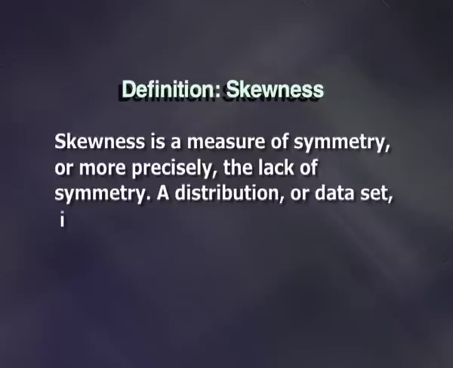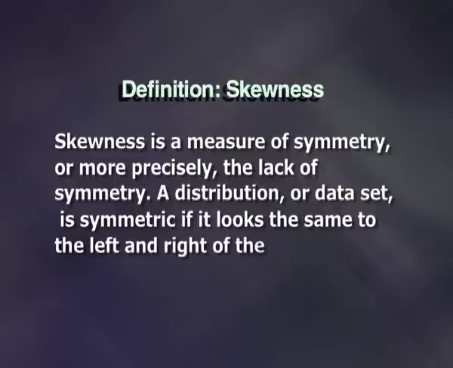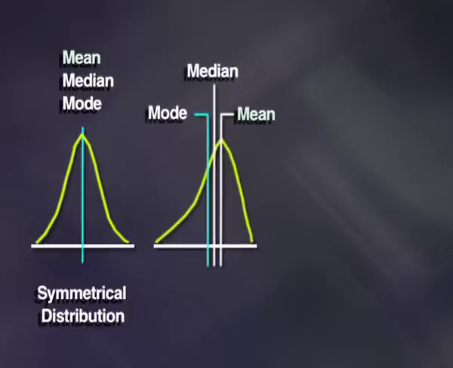A distribution or data set is symmetric if it looks the same on the left and the right of the center point. If in a distribution, the values of variables are distributed such that frequencies are equal at equal distances on either side of the central value, the distribution of values is said to be symmetrical about the central value. In the case of symmetrical distribution, the two tails are of equal length.